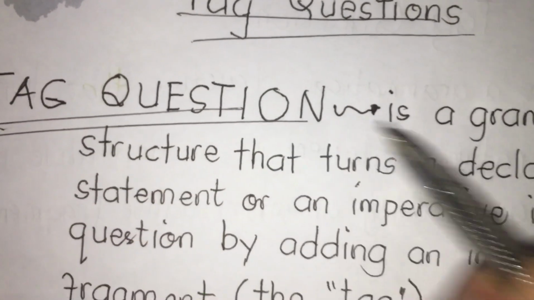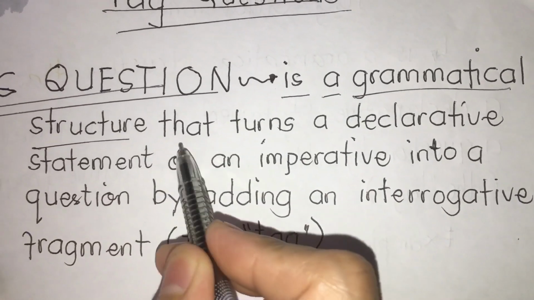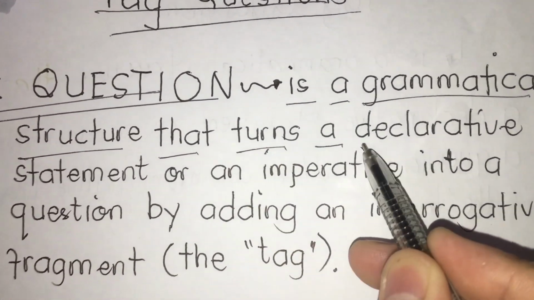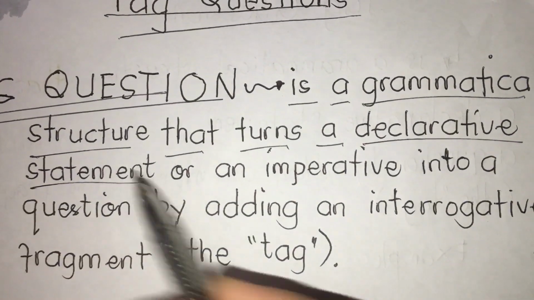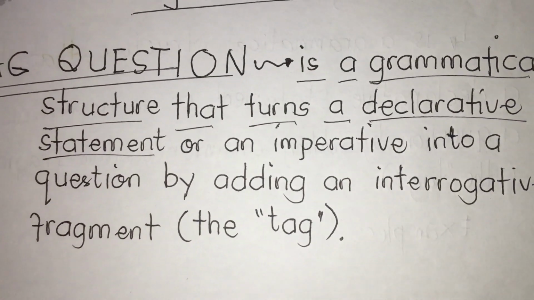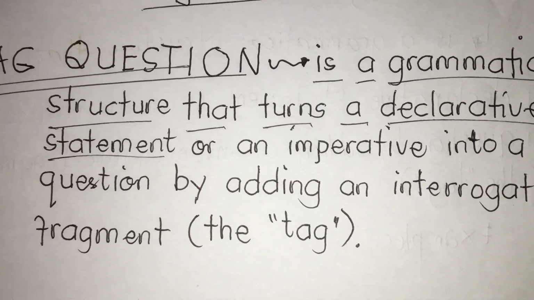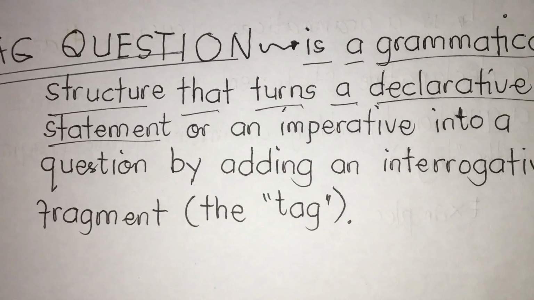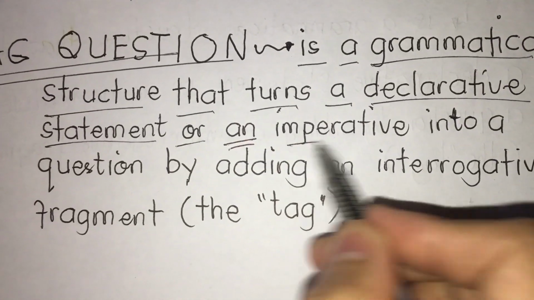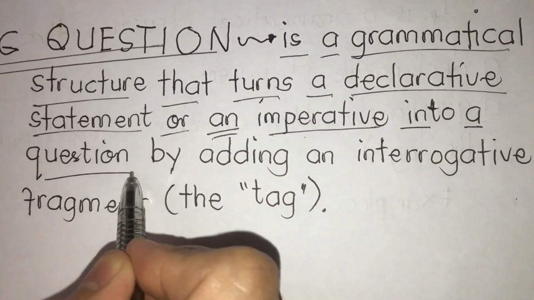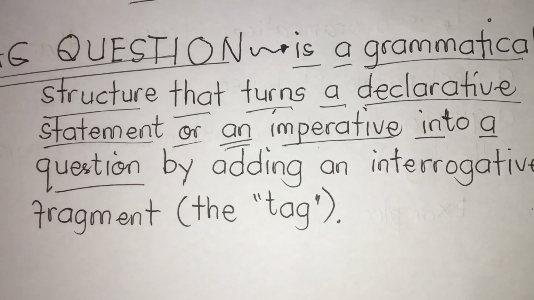The definition, according to the book, is a grammatical structure that turns a declarative statement into a question. We know, my dear viewers, that a declarative statement is a declarative sentence that states something, something it describes. It has a subject and a predicate. Or an imperative, which is a sentence that shows a command or a request.